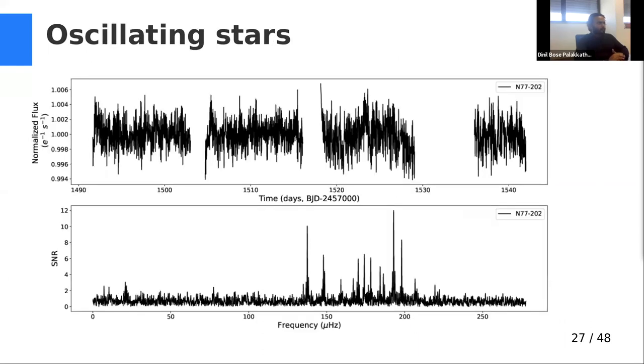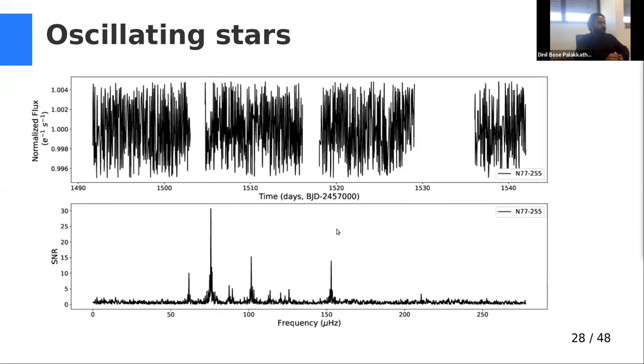Now I am showing examples of oscillating stars which we found in the cluster. So this is an example of an oscillating star. I am showing the light curve of the oscillating star. As you can see, I have combined the light curve of two sectors, so it is 54 days long. And on the bottom, I am showing the Lomb-Scargle periodogram. And as you can see, a lot of frequencies are excited. This is also another example of an oscillating star.